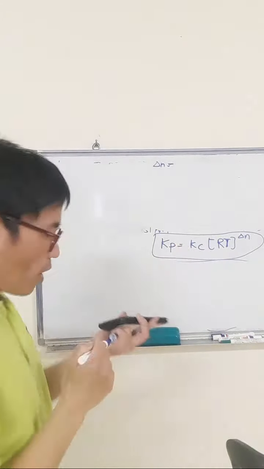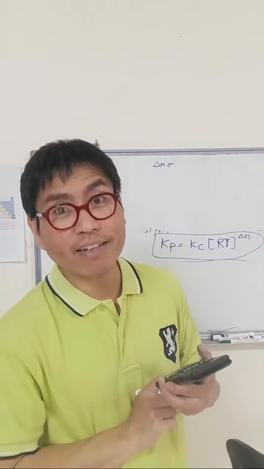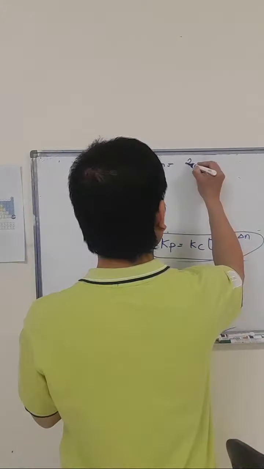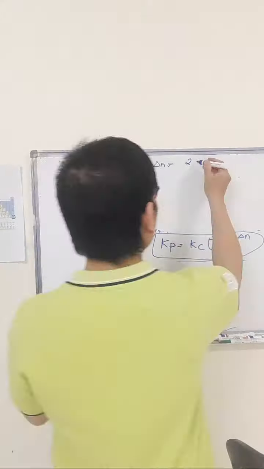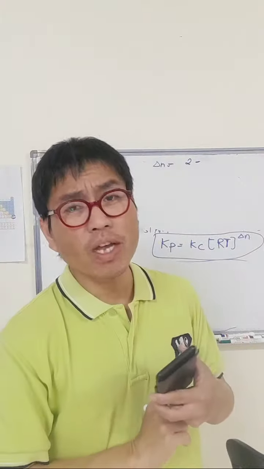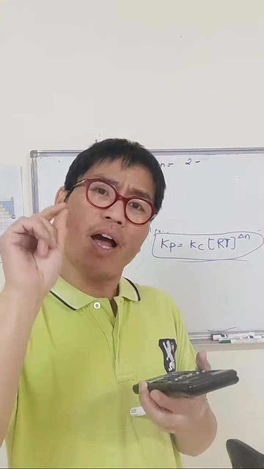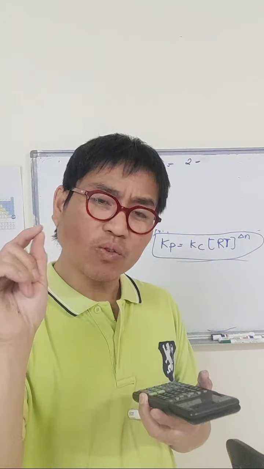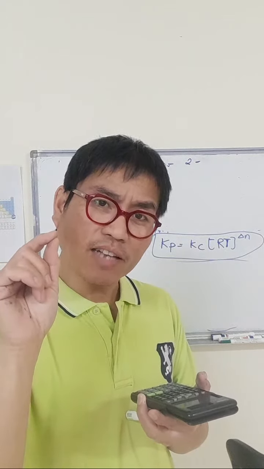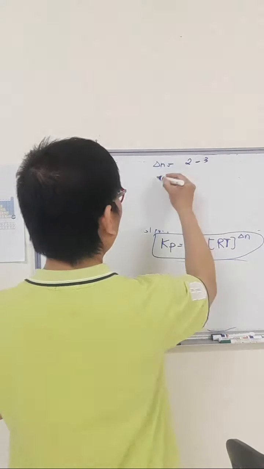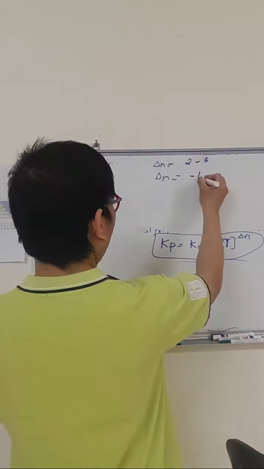So the moles of the product, SO3, has 2 moles. Minus the moles of the reactants, we have the SO2 and O2. So 2 for SO2 and then 1 for oxygen gas. So 2 moles plus 1 mole of oxygen gas is equal to 3. So 2 minus 3, our delta N will be negative 1.